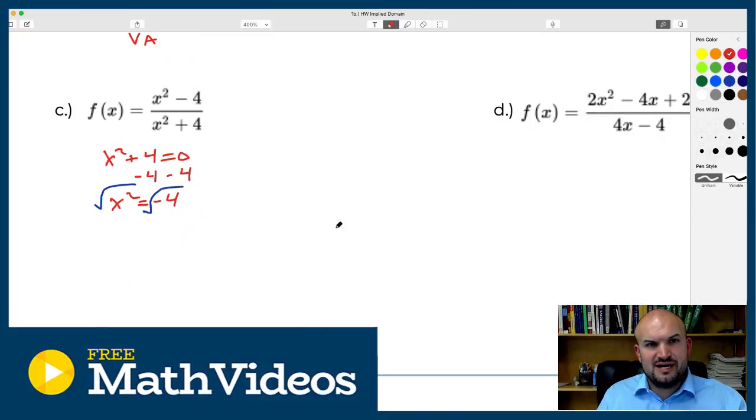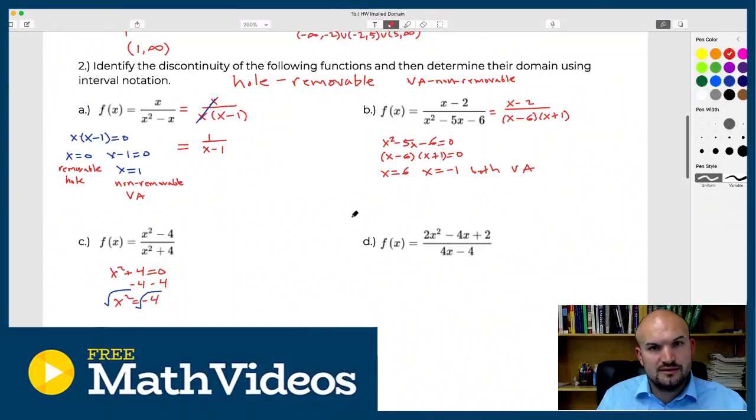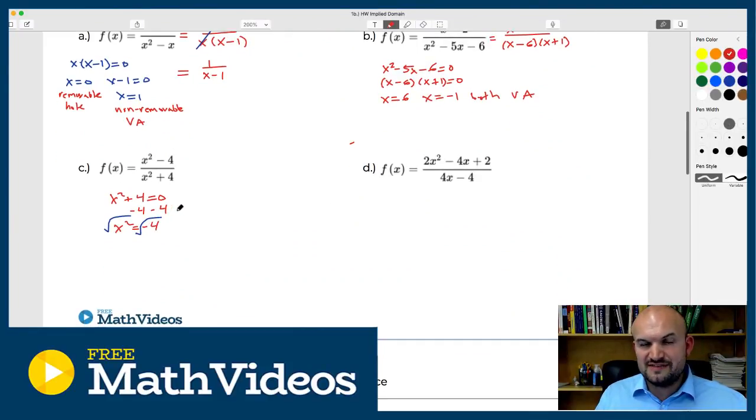Now, let me go back to my directions. Did I take into account this so people would know what I was doing? Identify the discontinuity of the function and then determine their domain. Oops, well, okay. I probably should have left something out, because this could be a continuous function, because this function is defined for all values. Think about plugging in a number for x, squaring it and then adding 4. You're never going to get to 0, right? Because whatever number you plug in is going to be squared, so it will be positive, and then you're adding it to another positive value. So this is just a continuous function.